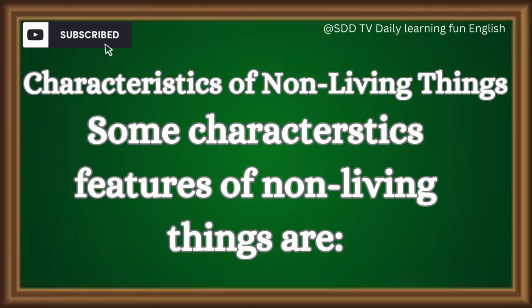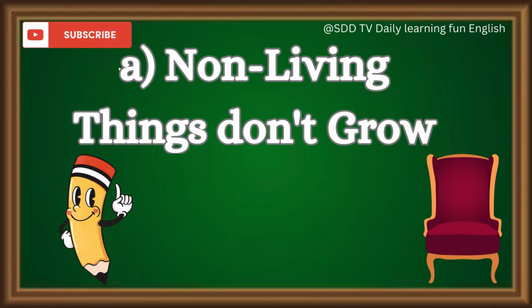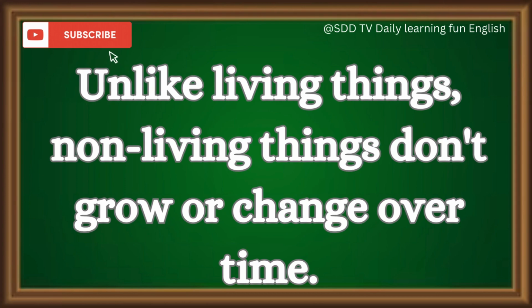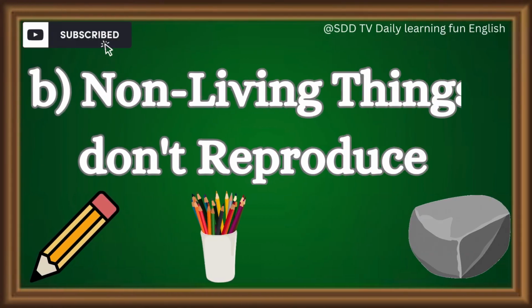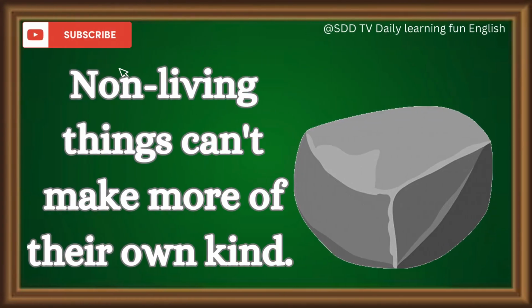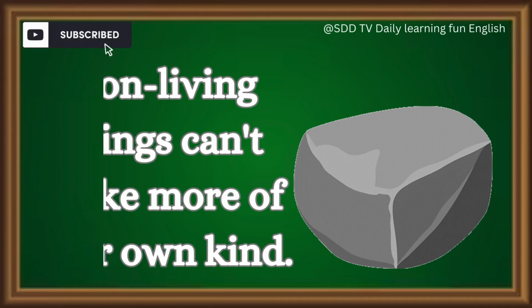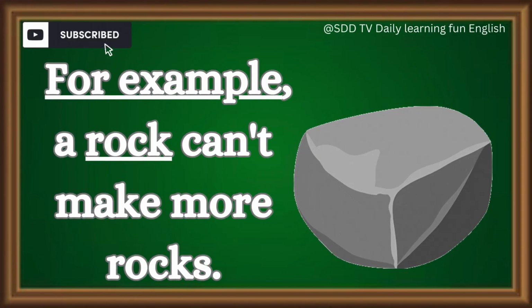Characteristics of non-living things. Some characteristic features of non-living things are: non-living things don't grow. Unlike living things, non-living things don't grow or change over time. Non-living things don't reproduce. Non-living things cannot make more of their own kind. For example, a rock can't make more rocks.